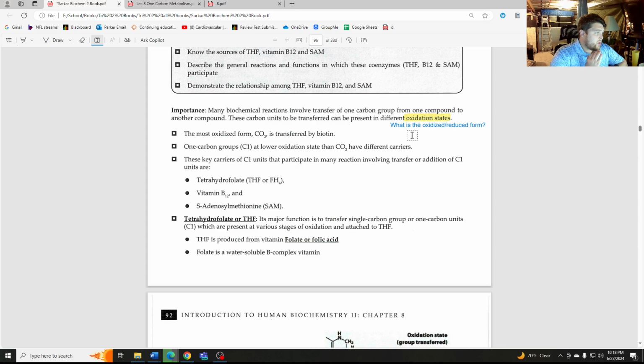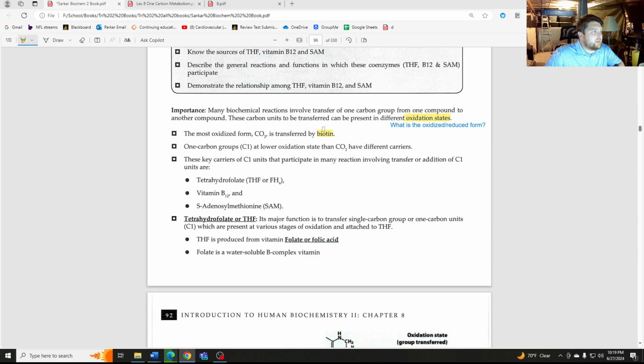So the most oxidized form, CO2. Okay, specifically these are those one carbon groups. The most oxidized form of single carbon groups is CO2, and that is transferred by biotin. Remember, biotin is also one of our B vitamins, and that is going to be our B7. We have one carbon groups, such as C1, at lower oxidation states than CO2, and they have different carriers.